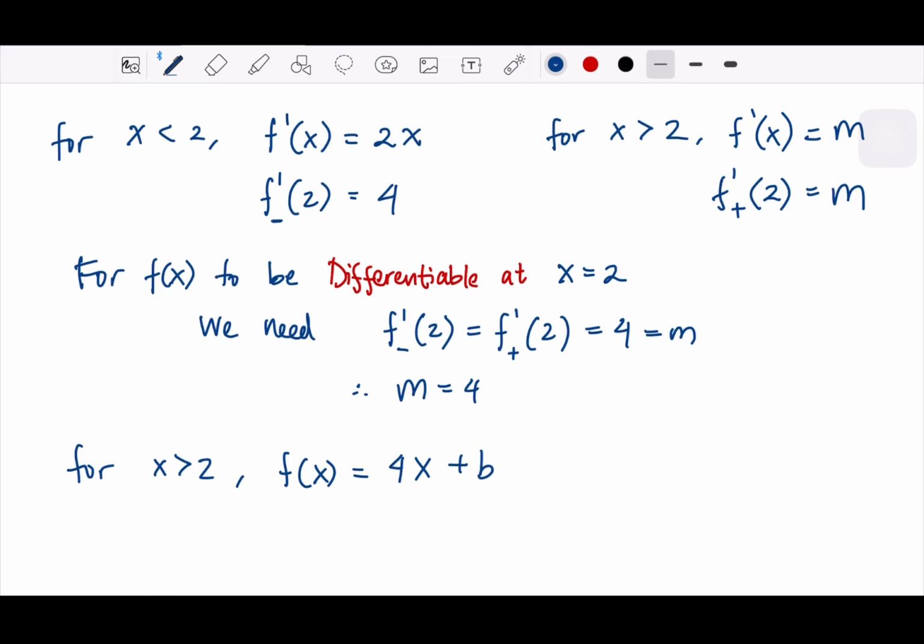Remember, every time you have differentiable everywhere, it means they have the same differentiation from the left and from the right, and continuity. Those are the 2 points: differentiation and continuity. Now, after we get this f of x, 4x plus b, we can also bring the continuity into the whole process. It's supposed to be continuous, because it's assumed to be differentiable everywhere. So f of x is continuous.